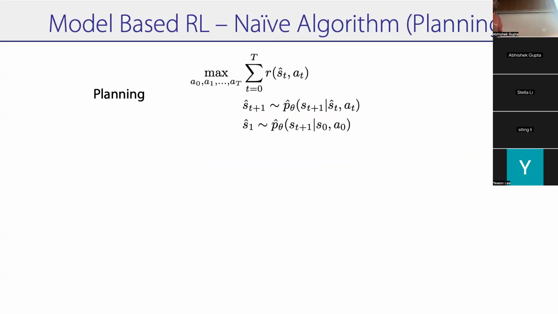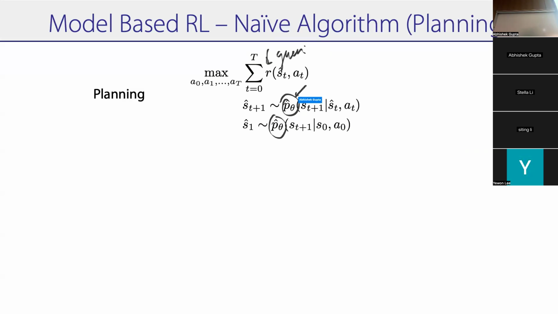So we want to do planning. How do we do planning? Essentially, planning often looks something like this: you start at some current state S naught, and then you act with some series of actions A naught to A_T. Your states are going to transition according to your learned dynamics, right? And you find the sequence of actions that maximizes the sum of rewards where the states are connected through the learned dynamics. The reward function is given to you.